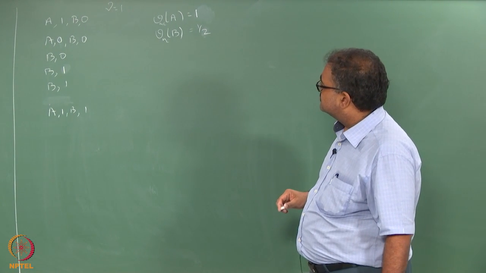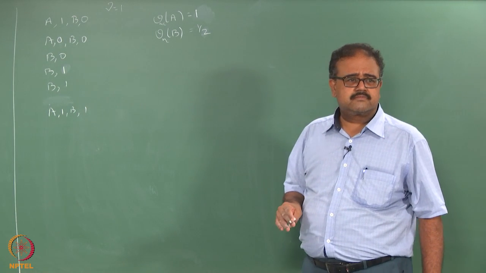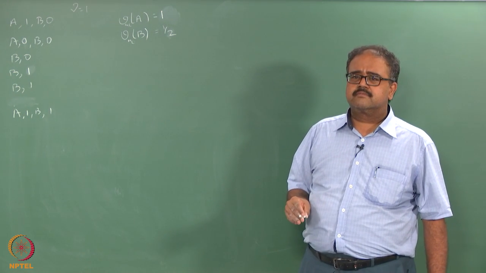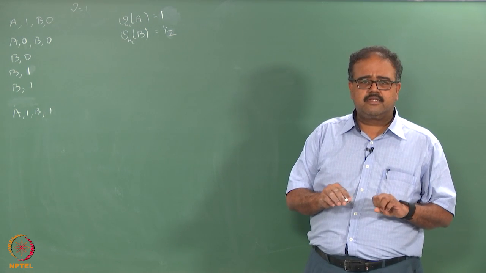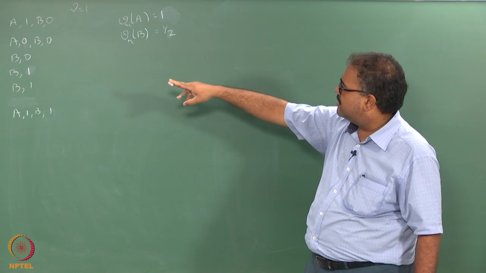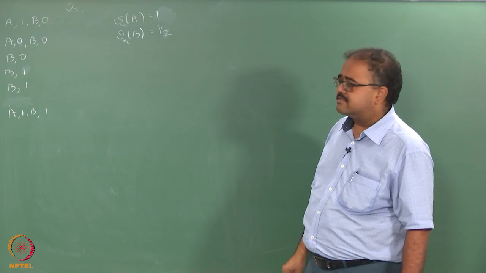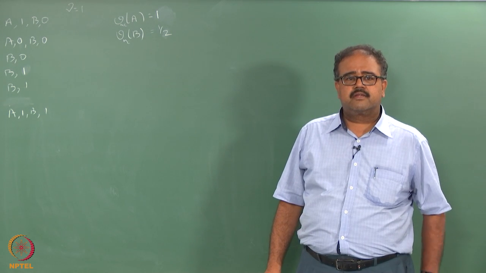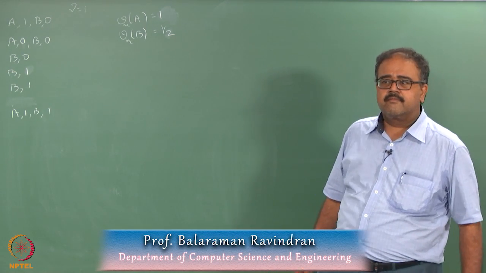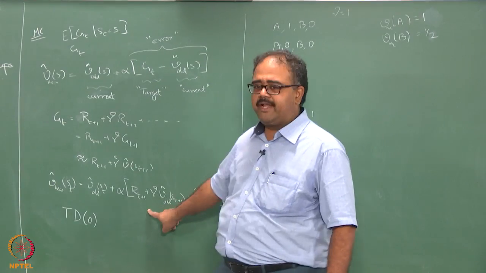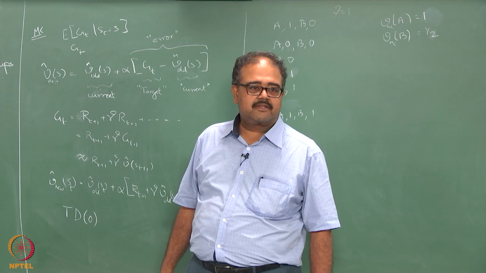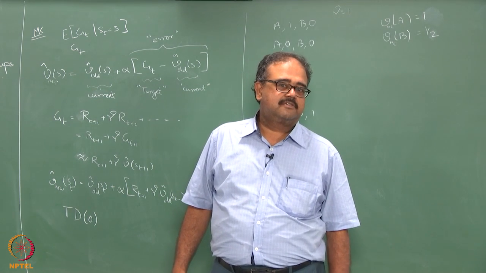For Monte Carlo, correct? V of A is 1 plus 2 by 3, so 1. B is 3 by 6, this is 1 by 2. Okay, so what will be the values estimated by TD? Essentially you have to keep updating this rule repeatedly till you converge. Okay, I am not that cruel.